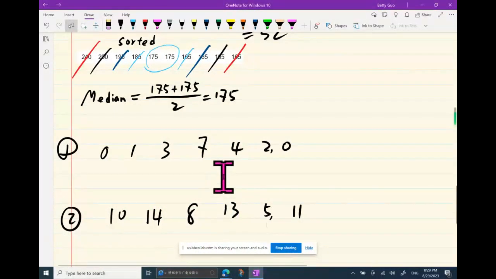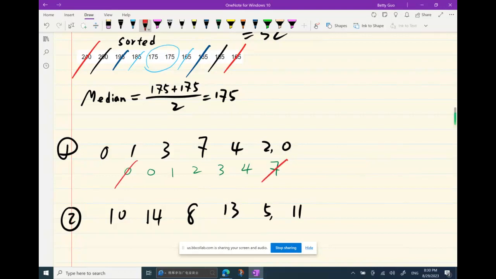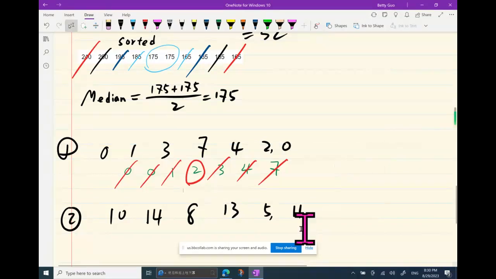Let me sort it first. 0, 0, 1, 2, 3, 4, 7. Right? If I sort it, I have 0, 0, 1, 2, 3, 4, 7. And then if I use my technique, cross out, cross out, cross out. You're right, it is 2. Awesome. So if you only have one value left in the middle, then that value is the median. What if you have two values left, like the second problem?